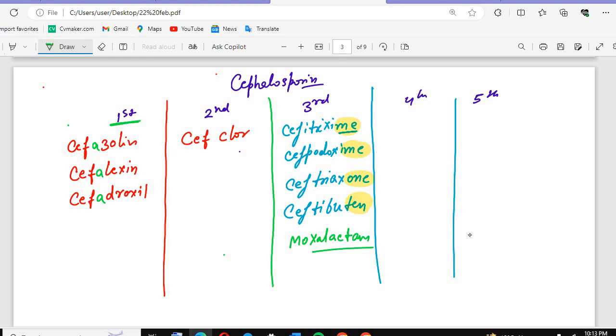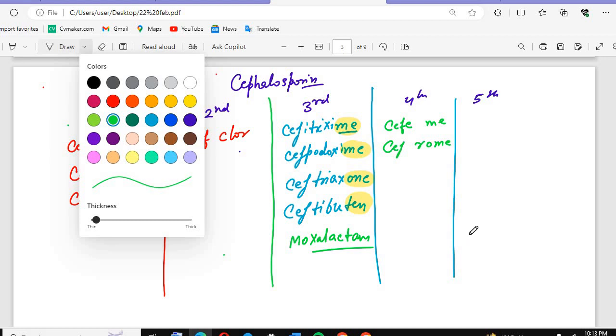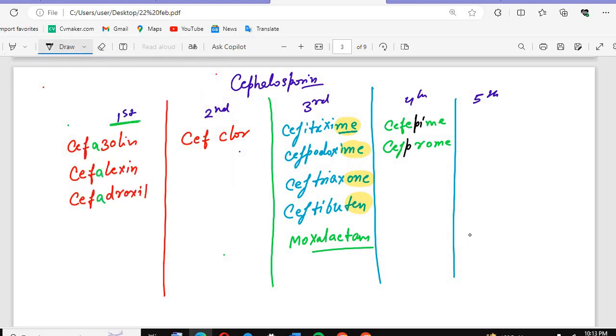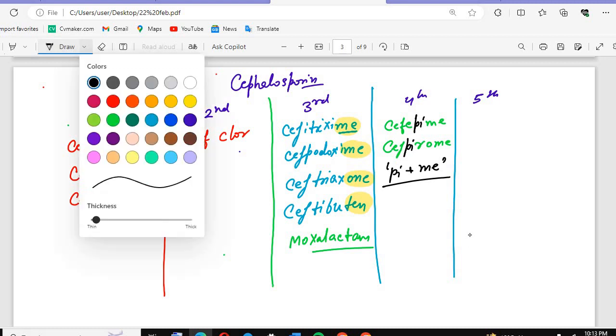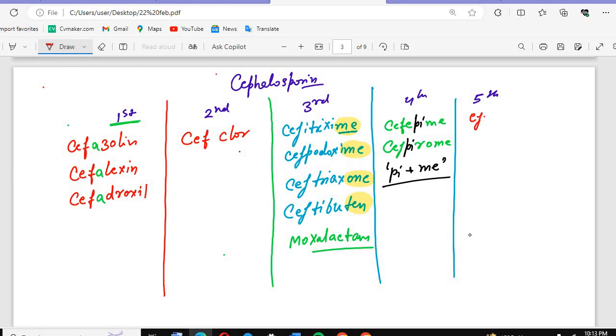Then the fourth generation. In the fourth generation we have cefepime and cefpirome. Remember these conditions: if you have cefepime or cefpirome, pi plus me is there, and that means it is the fourth generation. Pi plus me, that is the fourth generation.